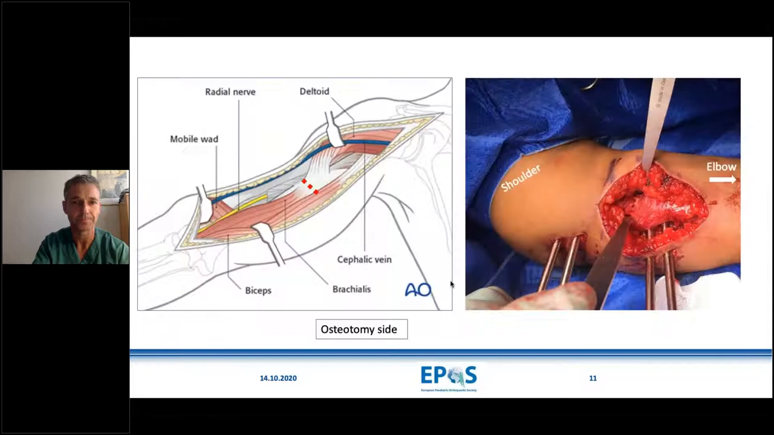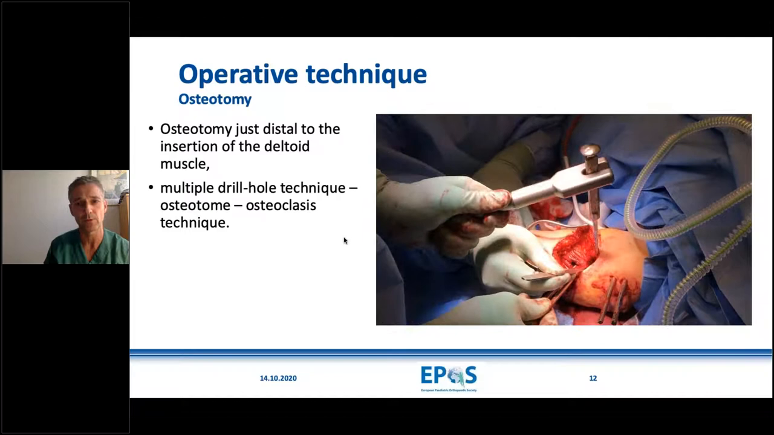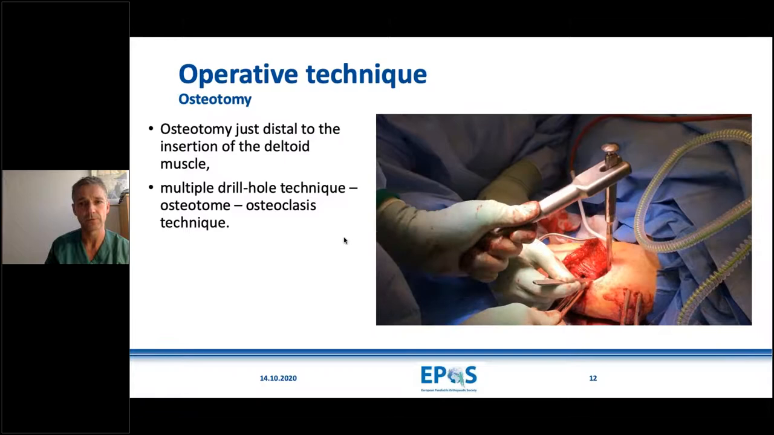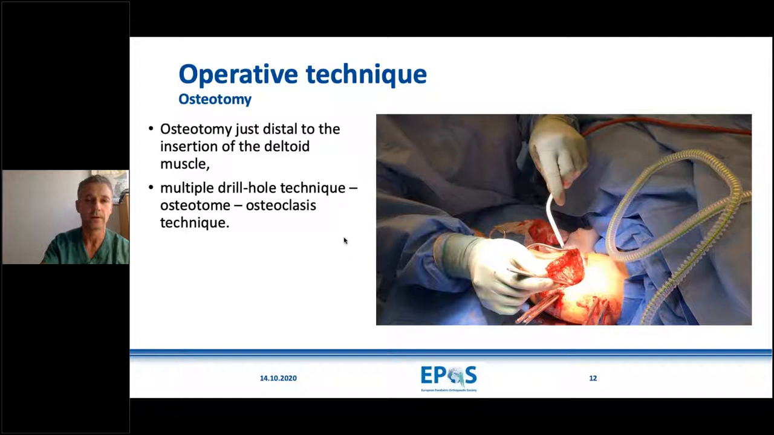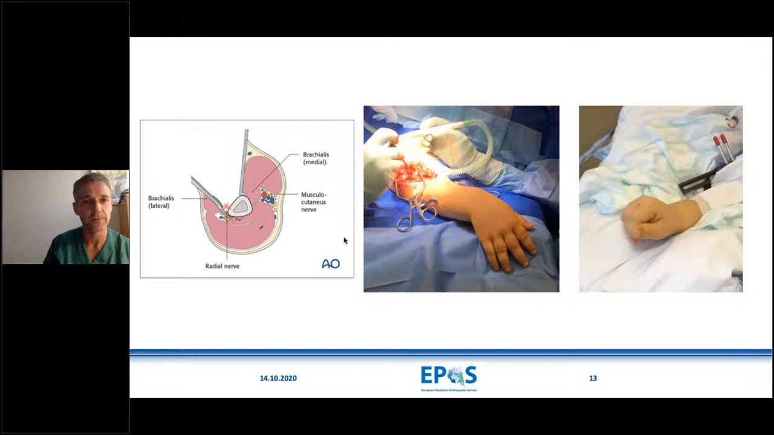From the same incision, when we have placed all four pins, we would perform the osteotomy just below the tuberositas deltoidea. We would first perform some drill holes, and then we would complete the osteotomy with an osteotome. I'll show you a short movie, because after drill holes, we insert the osteotome, then we rotate in order to create a fracture right there. This is called the osteoclastic technique, in order to make sure that we see sufficient bony healing during the lengthening. So be aware of the radial nerve when you do the osteotomy.